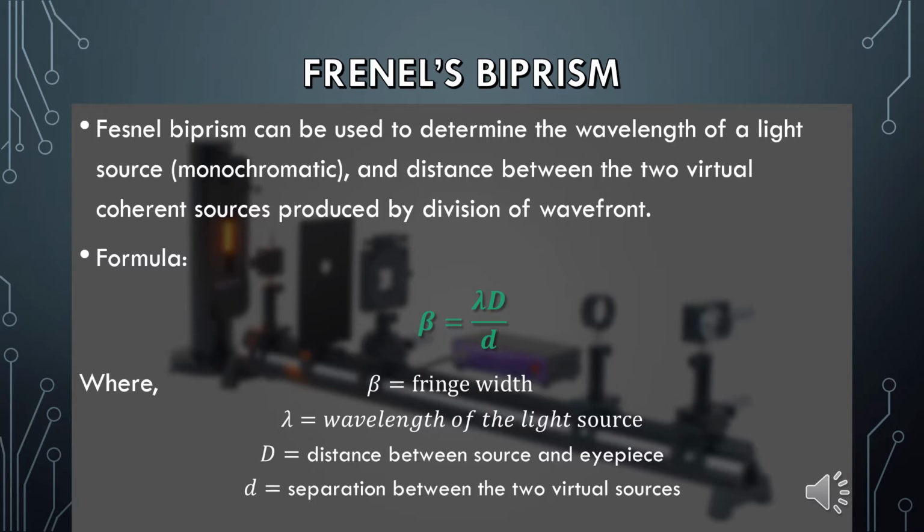The expression for the fringe width is given by beta is equal to lambda capital D by small d, where lambda is the wavelength of the light source, capital D is the distance between the source and eyepiece, and small d is the separation between the two virtual sources.